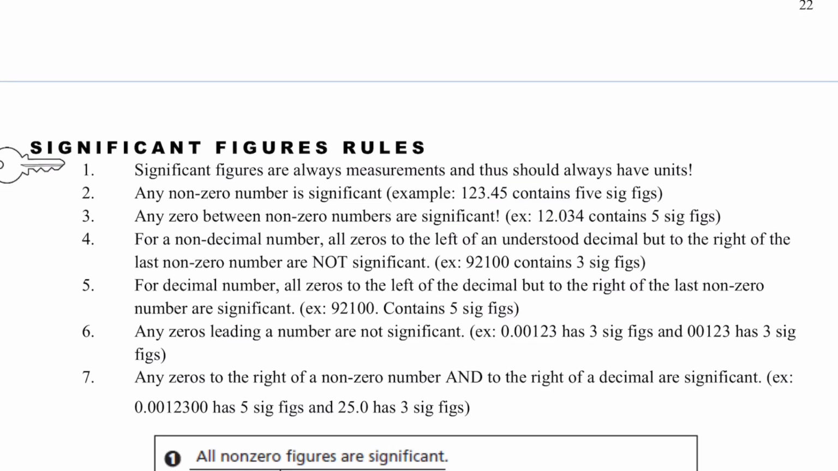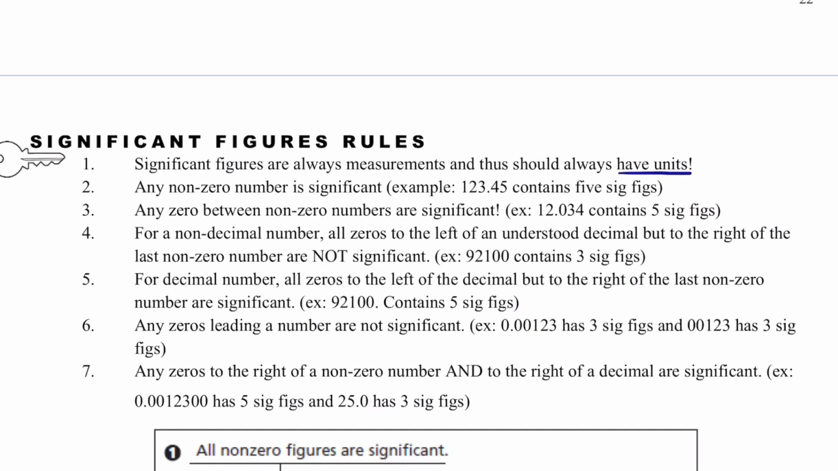our rules down. And so our rules are that significant figures should always have units. Any non-zero number is significant. That is important. Any zero between non-zero numbers is significant. Any sandwich zeros are significant. For a non-decimal number, all zeros to the left of the decimal but to the right of the last non-zero number are not significant. That is very wordy. I don't want to focus on that right now. We'll see that there's a better method than this.